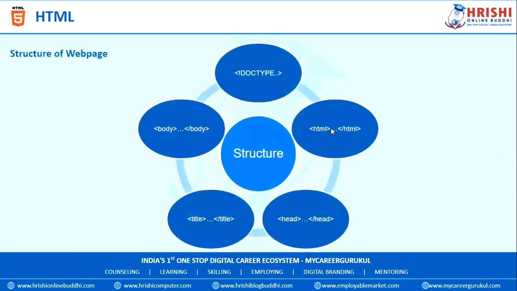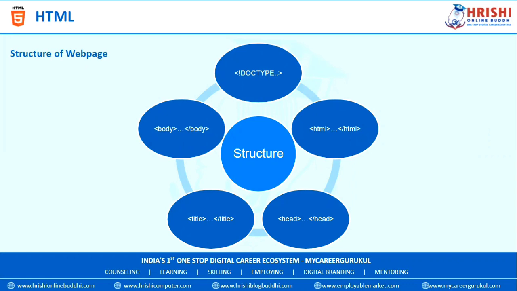First up is the structure of web pages. Every programming language has a particular structure to be followed. Likewise, HTML also has a particular structure to be followed. This HTML document has a structure starting with the doctype. As the name indicates, doctype means document type. Which type of document is it? For example, our document is HTML, so we write doctype HTML. So doctype indicates what type of document it is.